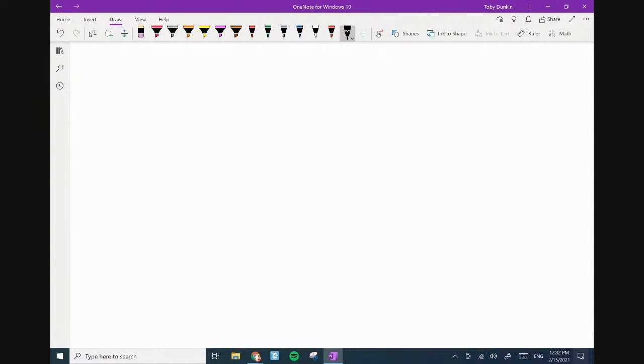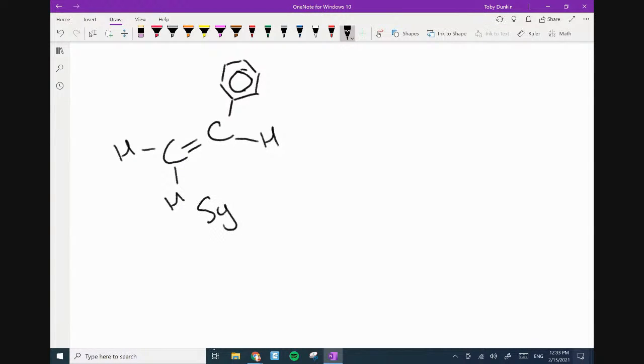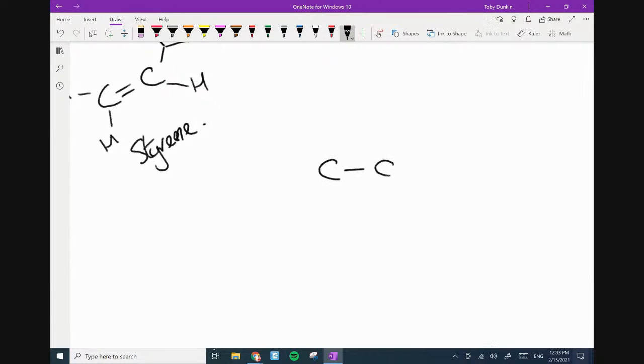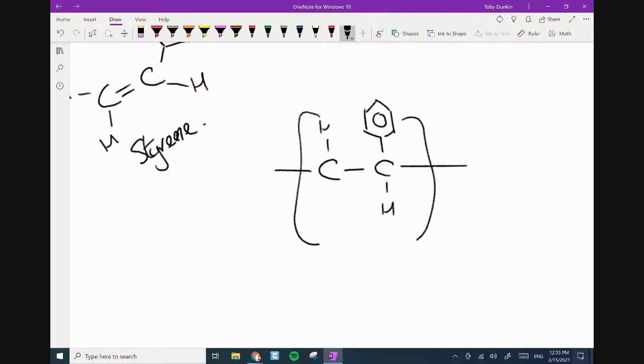If you want another one of interest, can anyone name me another polymer? Often used for packaging for your items at home. Styrene. Here's styrene. This is what styrene looks like. The proper name is phenylethene, but the common name is styrene. So all you do is break the double bond, put 2 carbons in a bracket, and then add on the pieces that were there to begin with. There's polystyrene.